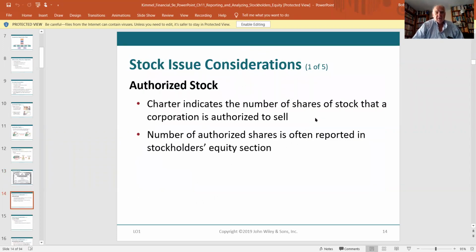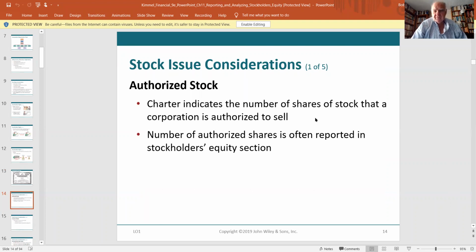Stock issues. Authorized stock. The charter indicates the number of shares of stock that a corporation is authorized to sell. We're going to talk about different categories here: authorized stock, issued stock, outstanding stock, and treasury stock.